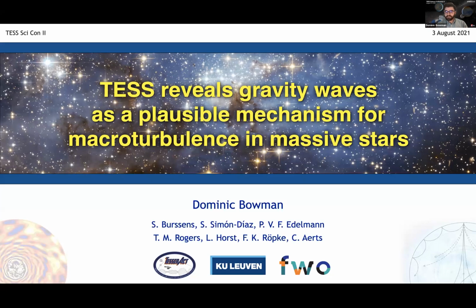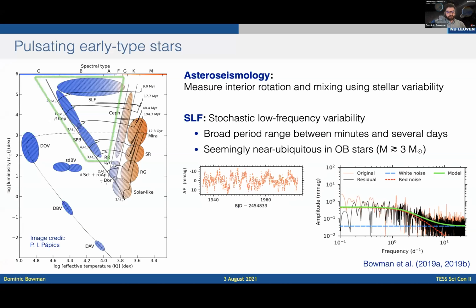I've not mentioned, I'm Dominic, postdoc at KU Leuven in Belgium, and I'm a research fellow of the FWO. So that means I get to work on whatever I want, and that means 99% of the time I'm working on fantastic TESS data. So Maya's already showed you this diagram on the left, the asteroseismic HR diagram, and the green box denotes the parameter space that I'm going to talk about today. So stars that have spectral types of O or B, main sequence and immediately post-main sequence, which TESS has really shown us have this seemingly ubiquitous detection of stochastic low-frequency variability. So this SLF variability that you'll see in the literature.